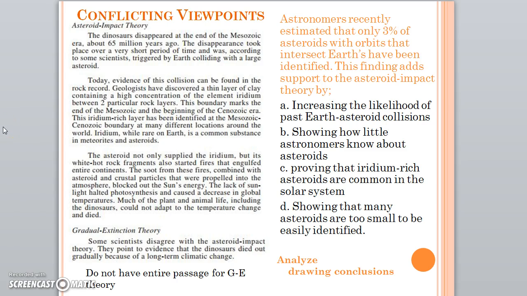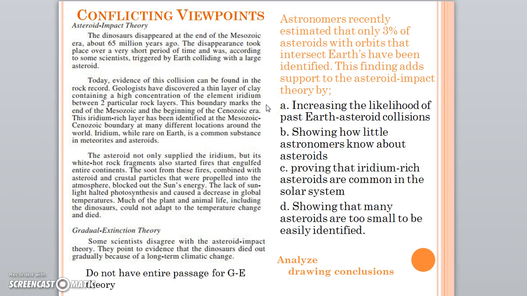Here are the conflicting viewpoints. We are currently missing most of the gradual extinction theory because it did not fit, but our question only asks us about the asteroid impact theory, so that's where we're going to focus. Astronomers recently estimated that only 3%, a small amount, of asteroids with orbits that intersect Earth's have been identified. So we've only identified 3%. The finding adds positive support to the asteroid impact theory by. So we're looking for support.